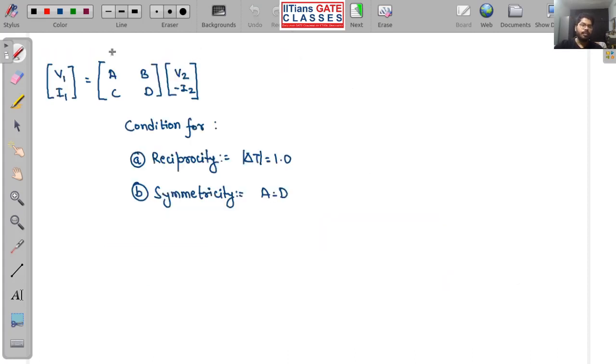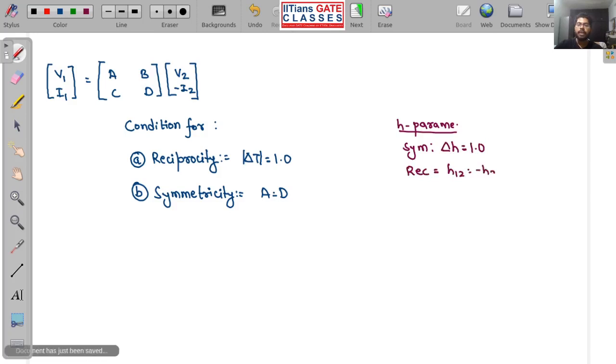Now this is my ABCD parameter in matrix form, and the conditions for reciprocity and symmetricity are like this. Previously in the H parameter, the condition for symmetricity was that the determinant of H, del H, should be equal to 1, and reciprocity was H12 is equal to minus H21.